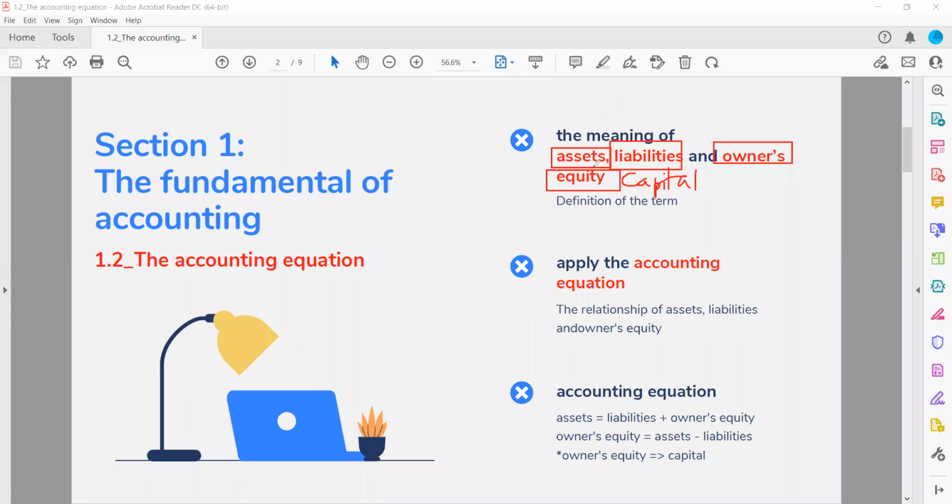How are we applying these three terms to get the accounting equation? I will show you the relationship between these three terms and the equation that we can get. So the basic accounting equation is asset equals liability plus owner equity. Owner equity, as I say, is capital. Owner equity also can be asset minus liability. Okay, let's move on.